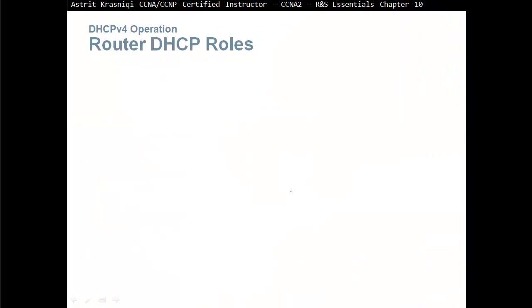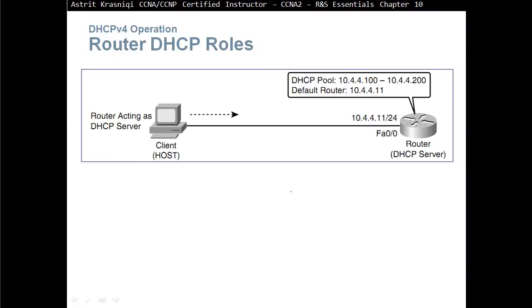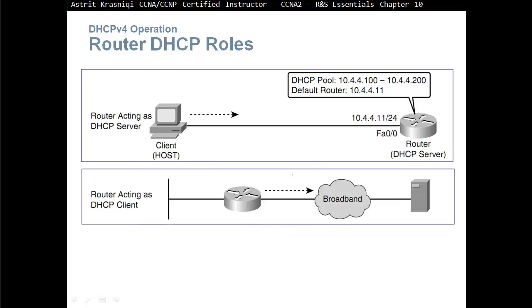Router DHCP roles. A router could act as a DHCP server. So a Cisco router could be leasing these IP addresses, acting as a DHCP server. A router could also act as a client, so it could be a client to another DHCP server. For example, what we learn here in our network, our router is going to be a server. It's going to assign IP addresses.